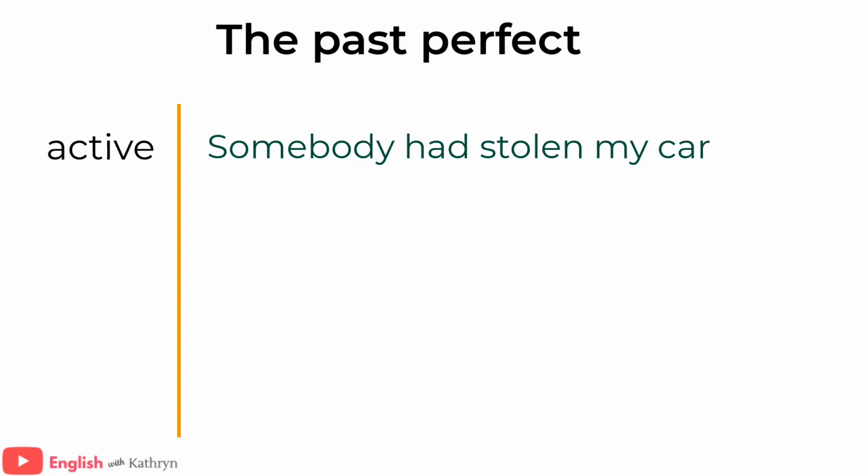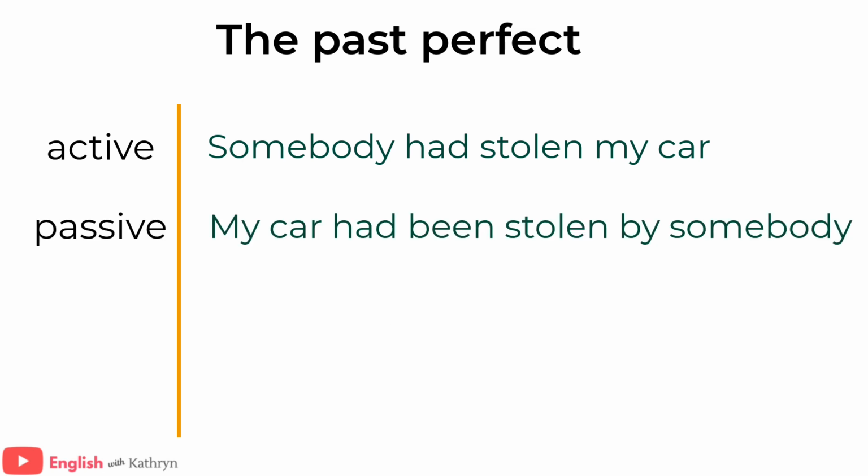So we're going to go now to the past perfect. Very similar to the present perfect, except we use "had" instead of "has." Somebody had stolen my car. Pause the video and put this in the passive form. Yes, my car had been stolen by someone. I think you're getting the hang of it now.